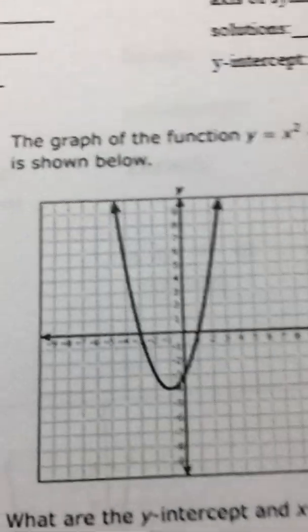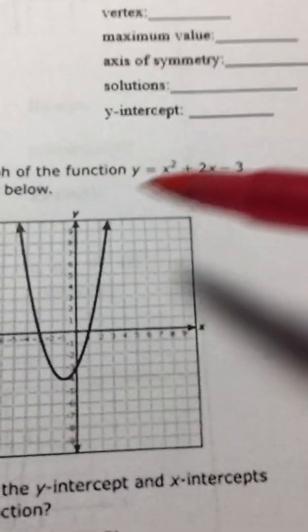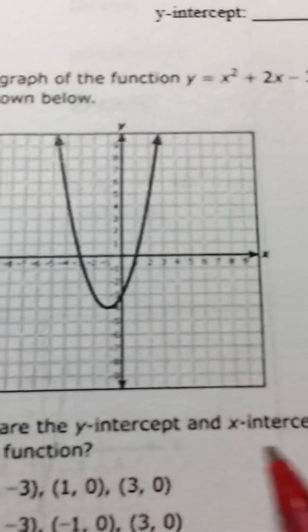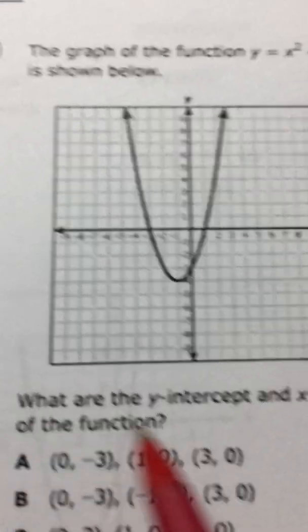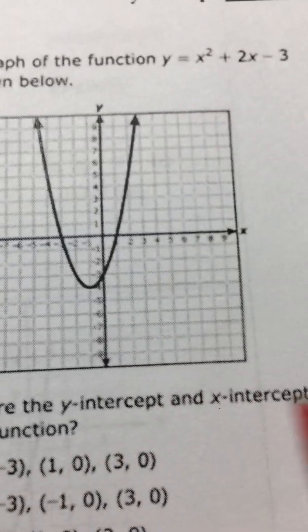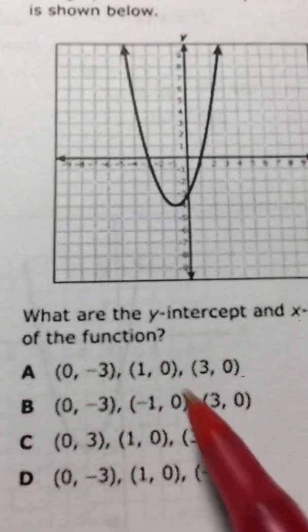There we go. Now this one says the graph of the function, and there's the equation of this graph, is shown below. The question is down here. What are the y-intercepts and the x-intercepts of the function? So since they said y-intercept first, this first thing is going to be the y-intercept, and then the x-intercepts are going to be the next two. So we just need to pick out which one has what.